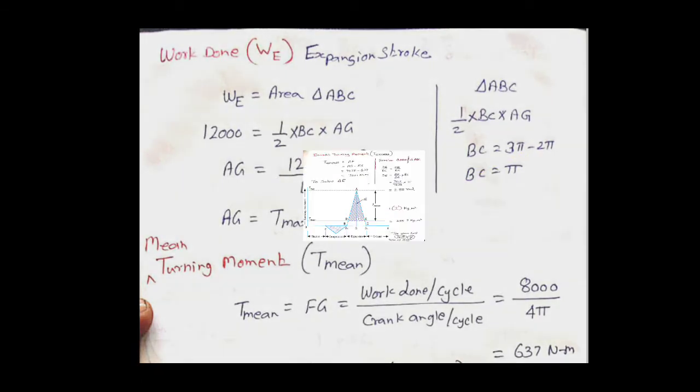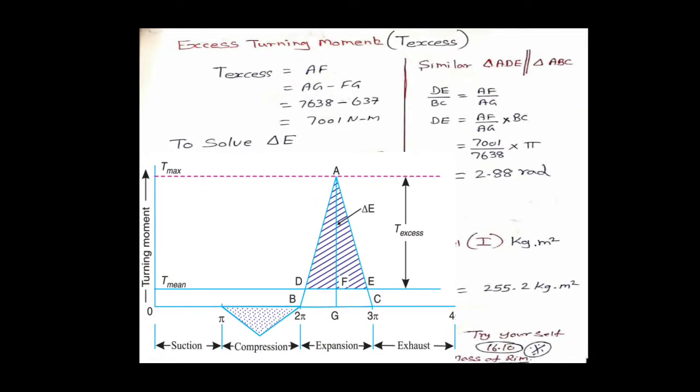Finally, T excess is equal to AF. How to calculate the AF value? AG minus FG. AG is the entire length and FG is the smaller part from the mean to the bottom. So AG minus FG, and automatically we get the value of T excess. So 7001 Newton meter we get from this.